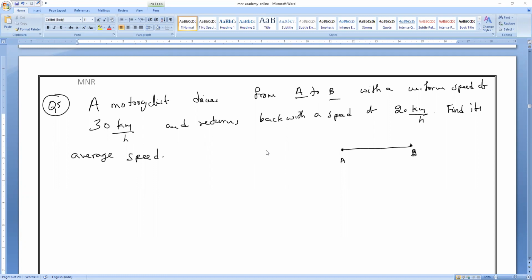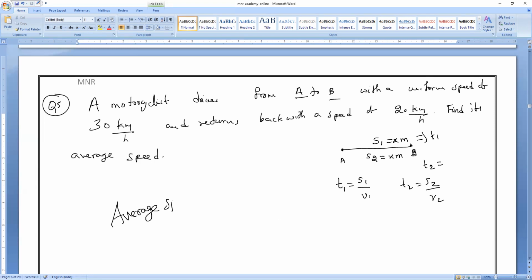From A to B, I am taking S1 as the distance. S1 is equal to, I'm assuming, X meters. From B to A is also S2 distance, which is also equal and constant. Time T1 is equal to distance S1 by V1. Time T2 is equal to S2 by V2. So we know the average speed formula. What is the average speed formula?